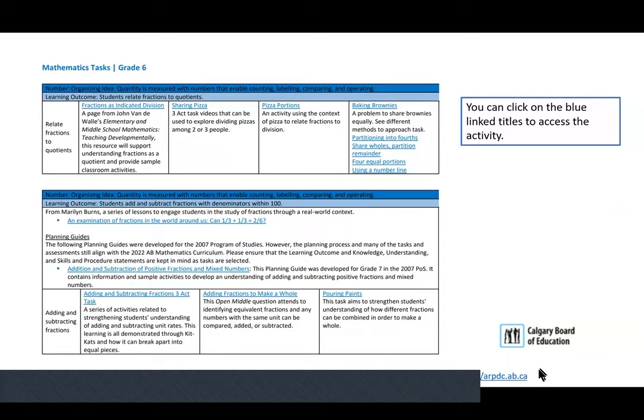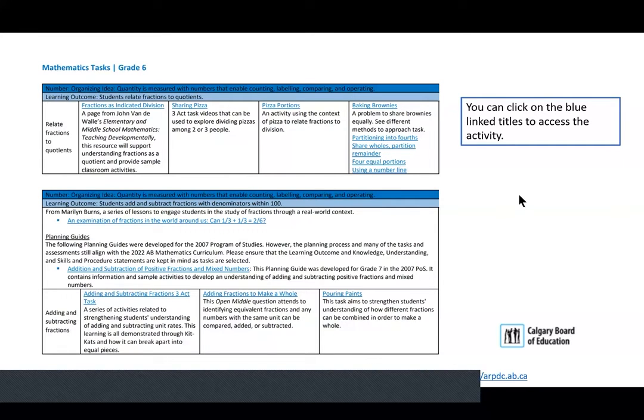So these are on the ARPDC site. You just have to put Calgary Board of Education in the search in the new resources, and it'll come up. And every one of these blue links takes you to an activity or a task. Not so much, well, this one takes you to John Vanderwall's book.